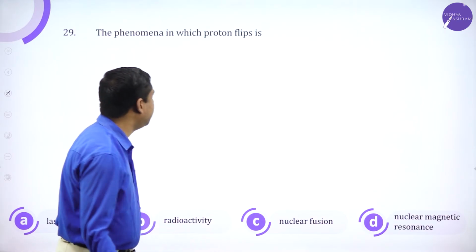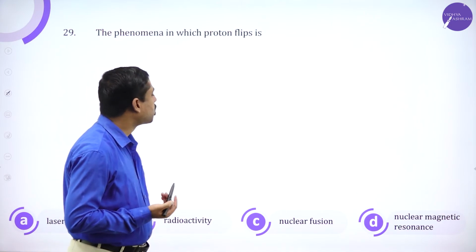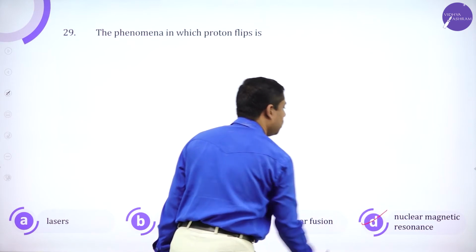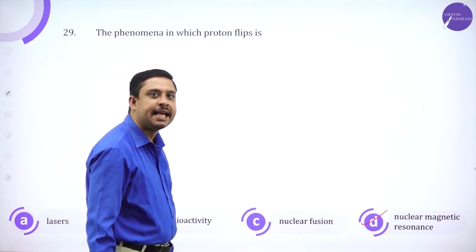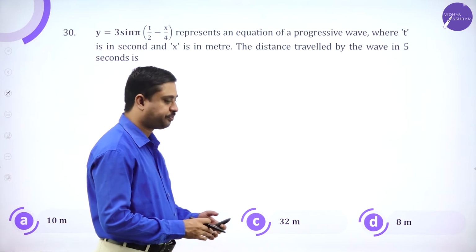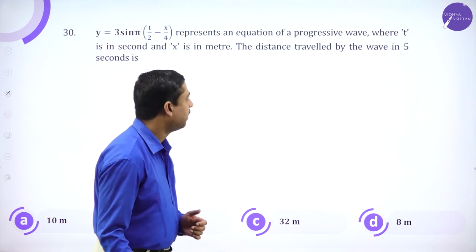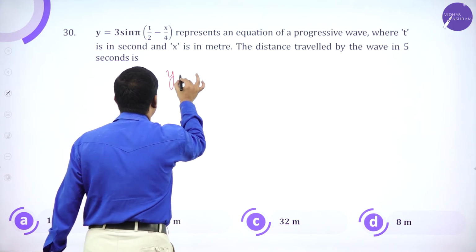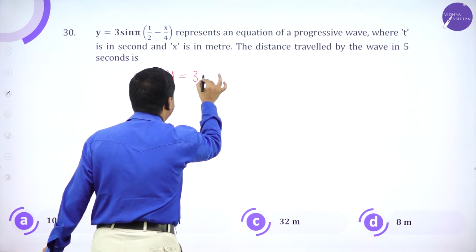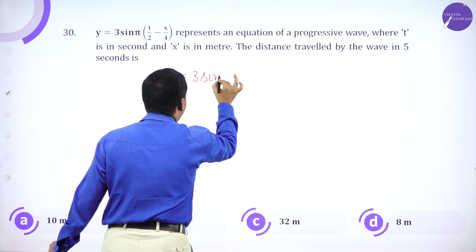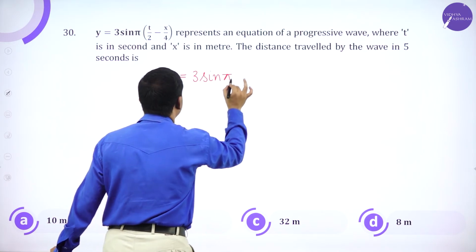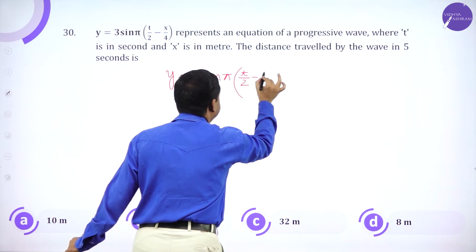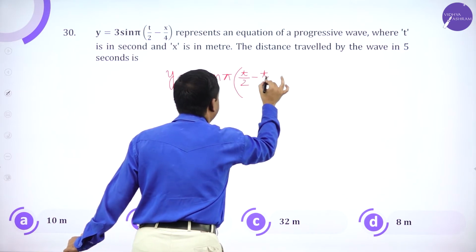The phenomenon in which proton flips, again from the previous syllabus, is nuclear magnetic resonance. Now, there is an equation: y is 3 sin of (pi t by 2 minus x by 4).